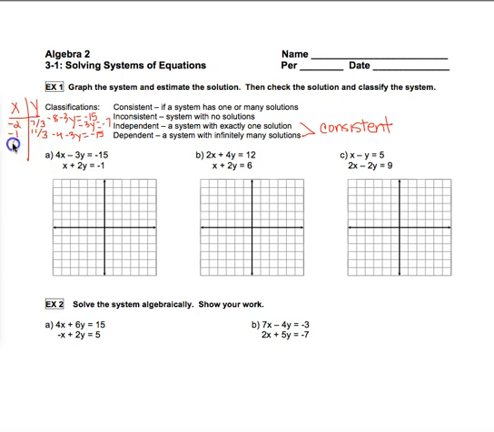Next, I'm going to pick 0. 0 is the easiest thing to plug in. So if I plug 0 in here, I am going to get negative 3y equals negative 15, which if I divide both sides by negative 3, that does come out evenly. I get 5.